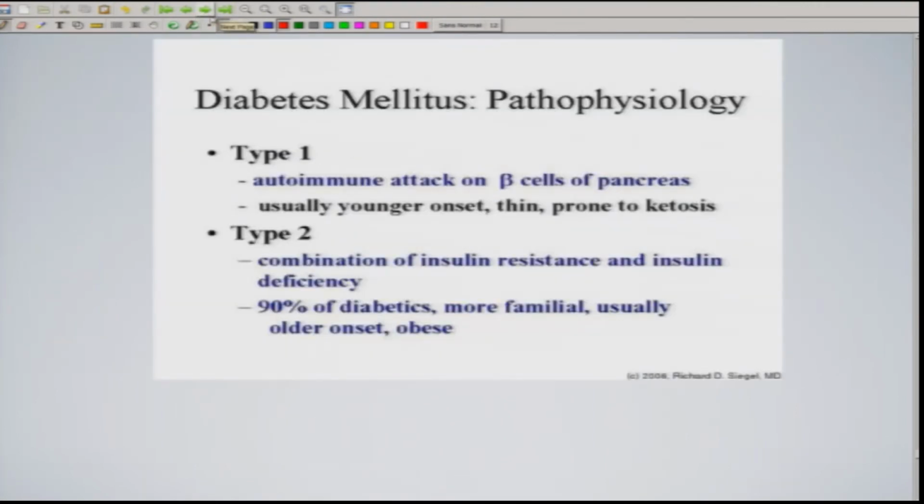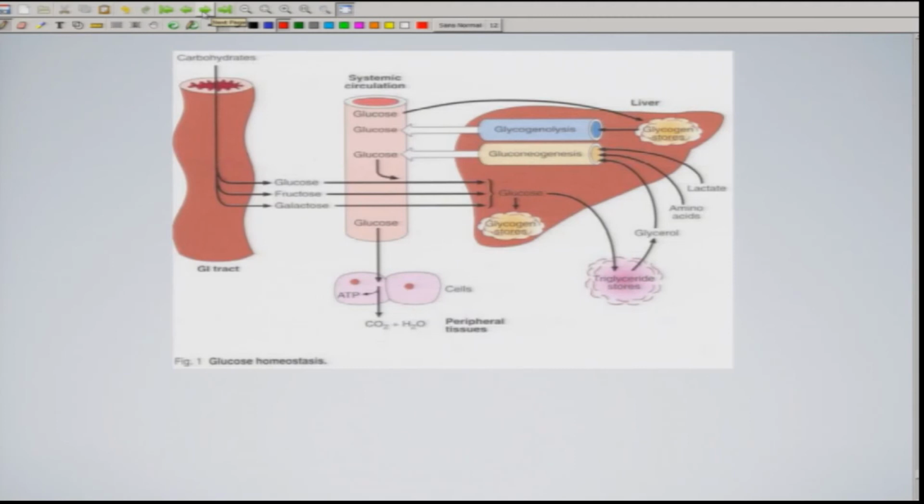So diabetes mellitus: type 1 diabetes is an autoimmune attack on the beta cells of the pancreas, whereas type 2 is a combination of insulin resistance and insulin deficiency. Okay. Now coming back to glucose homeostasis, this is pretty much a repetition of what I have shown you just now, how the glucose is being taken up. This is the entry of the glucose and then converting glucose into glycogen and sometimes converting into triglyceride stores.